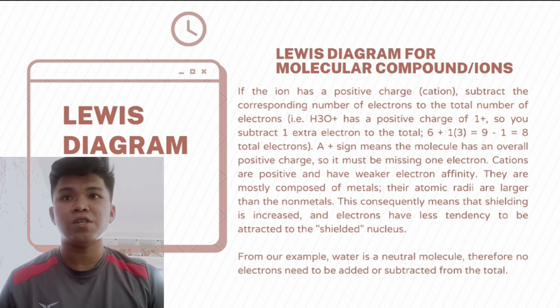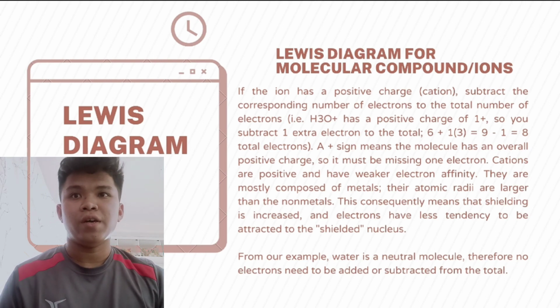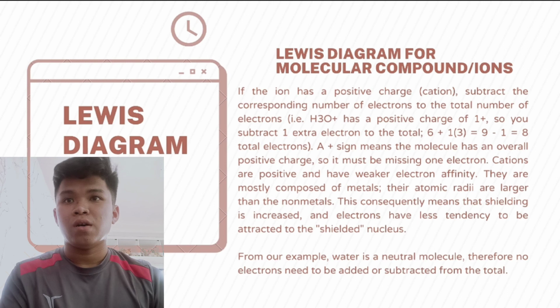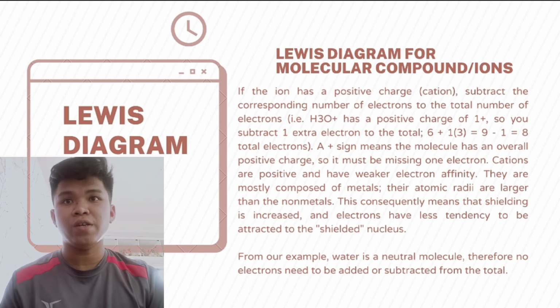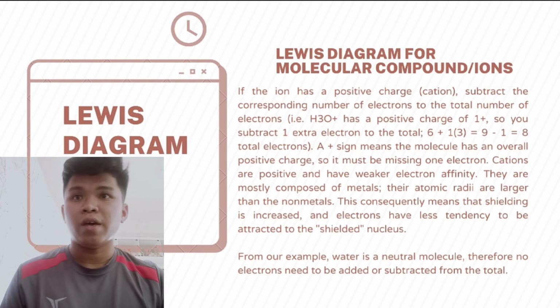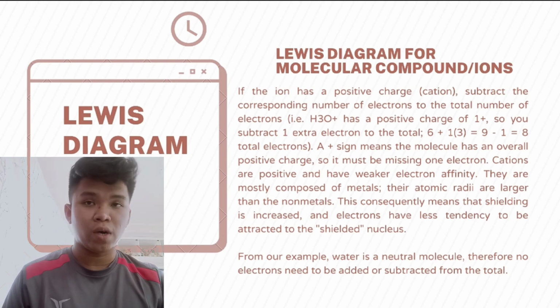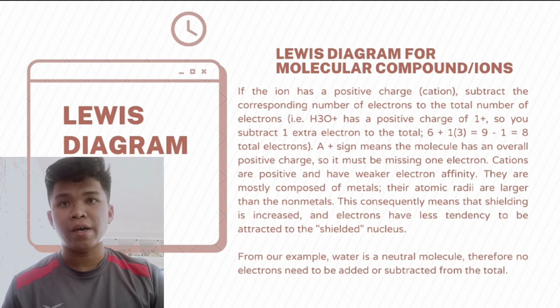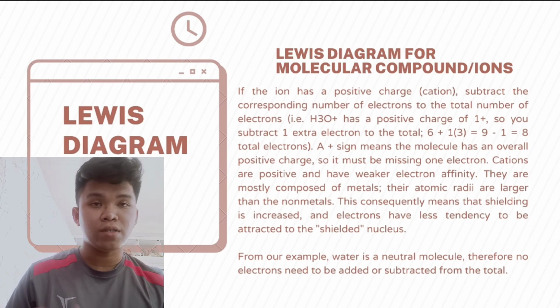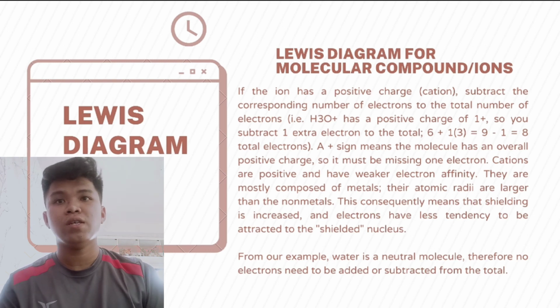to subtract the corresponding number of electrons from the total number of electrons. So H3O+ has a positive charge of 1, so you need to subtract 1 electron from the total. It follows that 6 plus 1 times 3 equals 9. So the total 9 minus 1 equals 8. So the total number of electrons is 8.